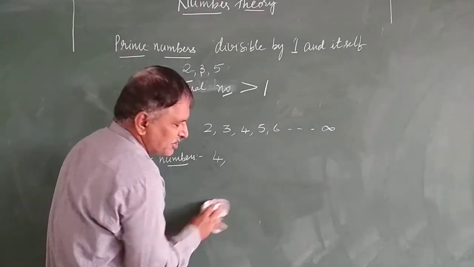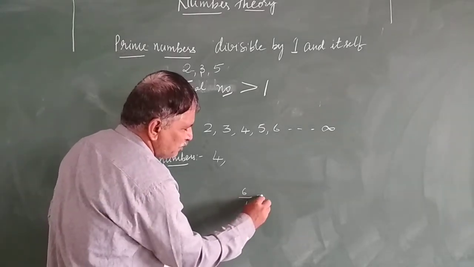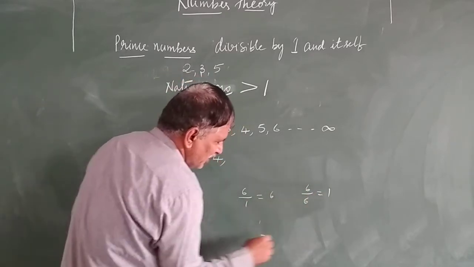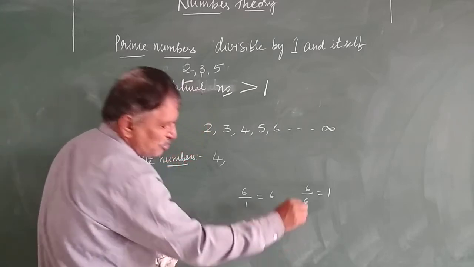So if I take 6, it is divisible by 1, 6 is divisible by itself, 6 is also divisible with 2.